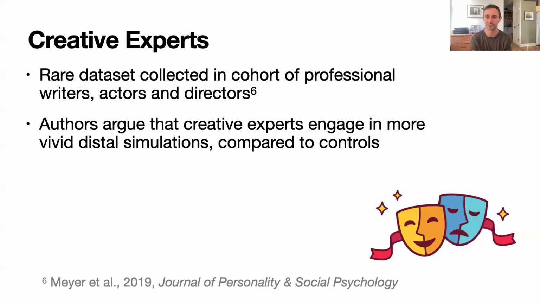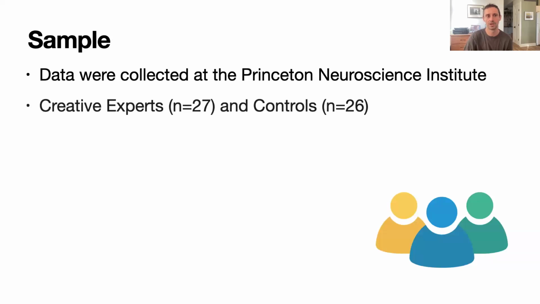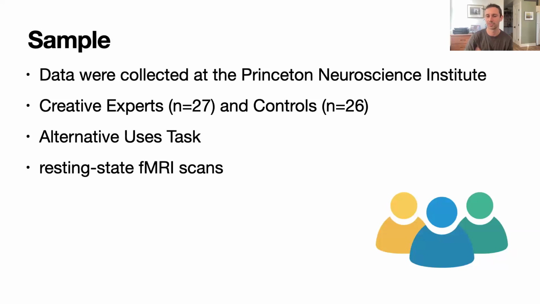They also collected resting state data, but that wasn't the focus of their paper. So we reached out to them and asked if they would be willing to share their data, which they were. This sample was collected at Princeton Neuroscience Institute. We had 27 creative experts and 26 controls. They also completed the alternative uses task and 5-minute resting state scans. So we thought this was a cool opportunity to extend our research and also use this maybe more ecologically valid criterion of whether someone was really creative or not.